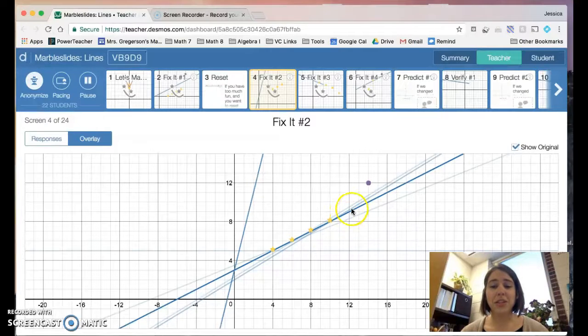Here in particular, we can see that not all of these lines were the same, but yet all of the lines in this area did work to get the marbles. And as a class, we can talk about what's the same or what's different between those lines. And it's a very powerful tool to use in class discussion. So those are my two favorite things from the teacher dashboard.